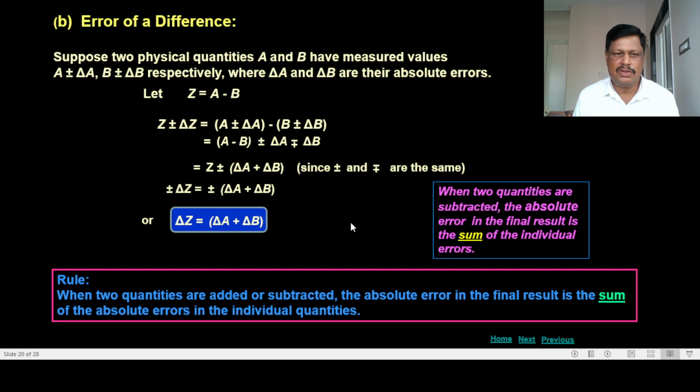So when we add two quantities and subtract two quantities, the absolute error in the final result is the sum of the individual errors only. What is the rule? When two quantities are added or subtracted, the absolute error in the final result is the sum of the absolute errors in the individual quantities.